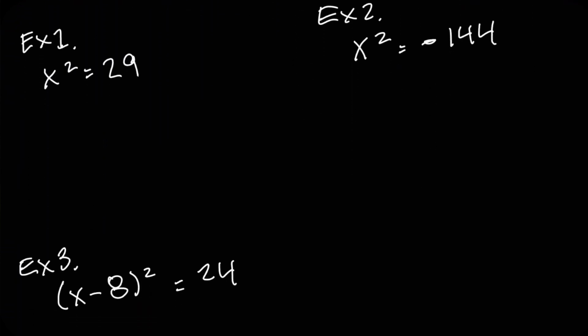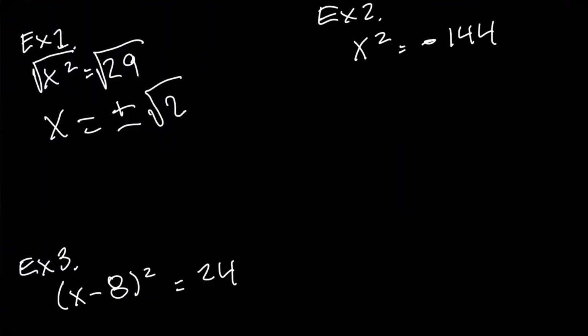X squared is equal to 29. Let's go ahead and solve this. Go ahead and take the square root of both sides. So now we're left with x is equal to, and we can't really reduce the square root of 29 anymore. So this will be plus or minus the square root of 29. And we can write our solution like this.